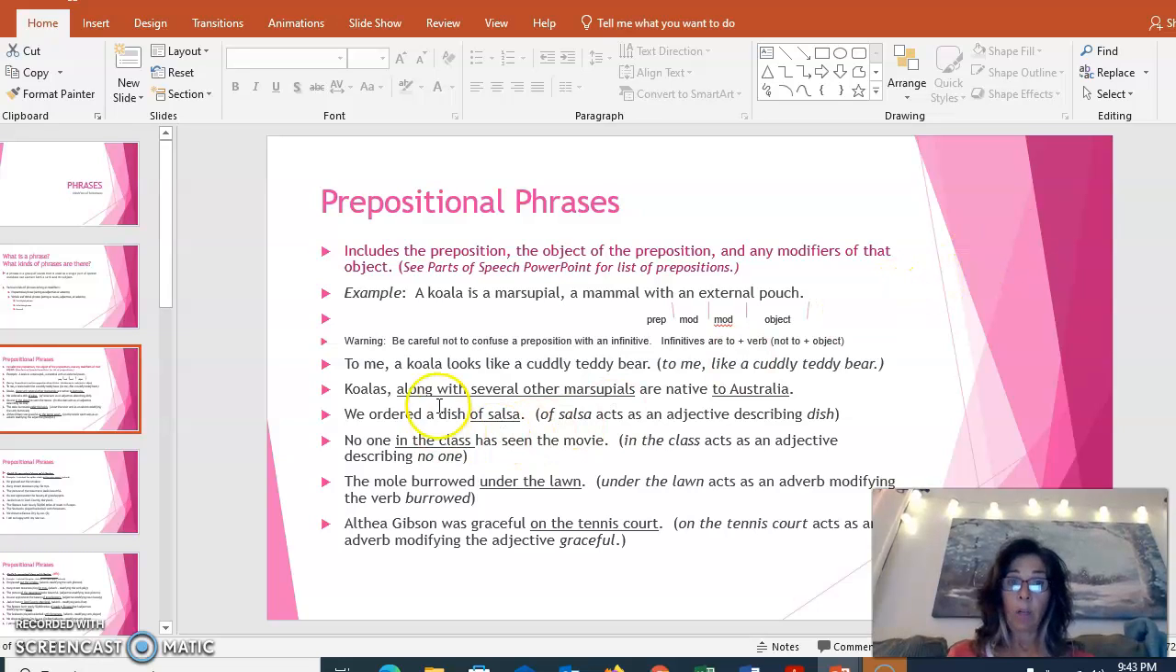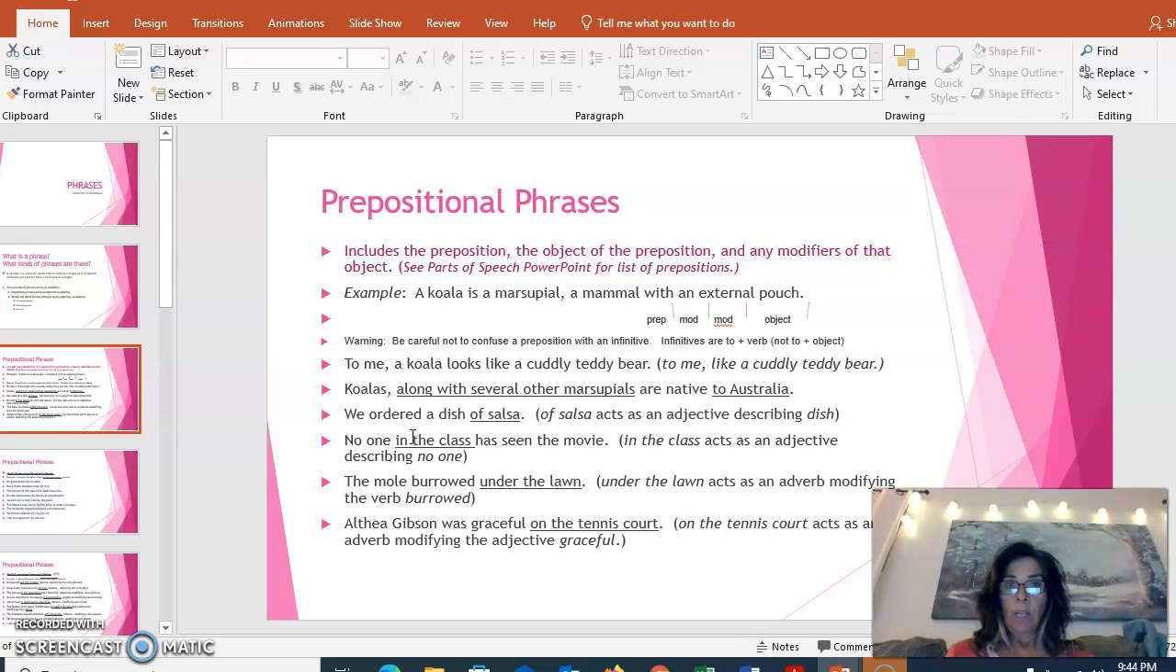All right, to me, a koala looks like a cuddly teddy bear. To me, and like a cuddly teddy bear. So to is the preposition, me is the object. Like is a preposition, cuddly teddy bear is the object. All right, there's no subjects, there's no verbs. There's only a preposition and its object.